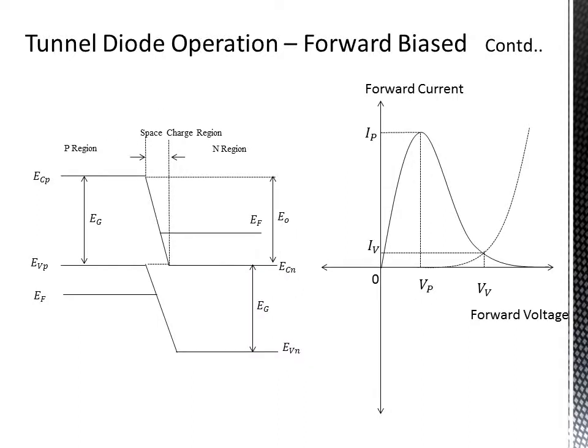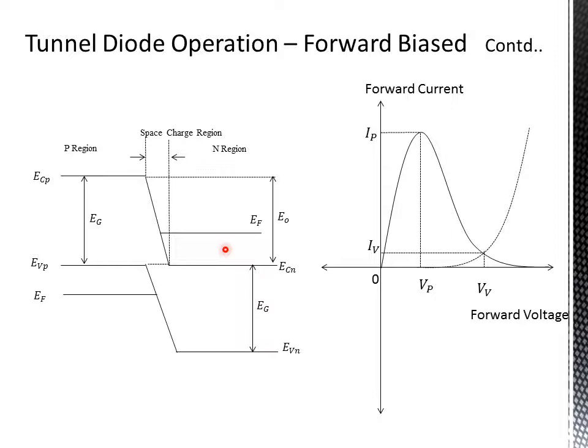If we still further increase the forward voltage, the barrier height keeps on reducing, and the conduction band energy level ECN keeps on moving upwards, and the EFN also keeps on moving upwards. It reaches the situation where there are no empty states in the P region at the same energy level as the filled states available in the N region. That's why there is no possibility of having tunneling current in this situation. The tunneling current almost reaches 0.